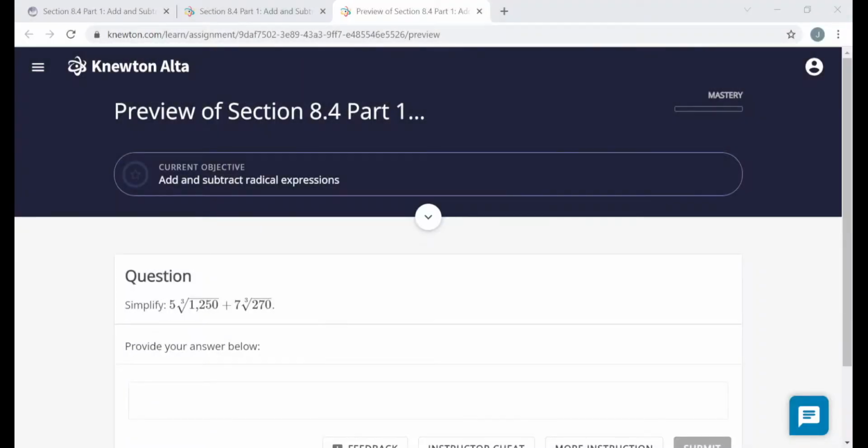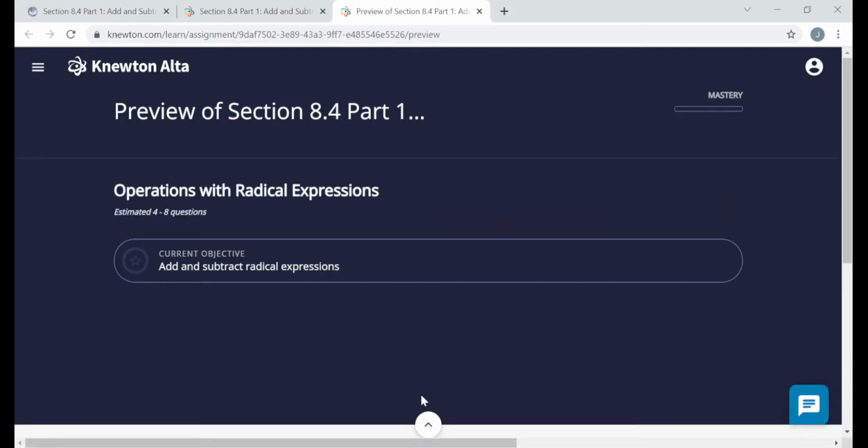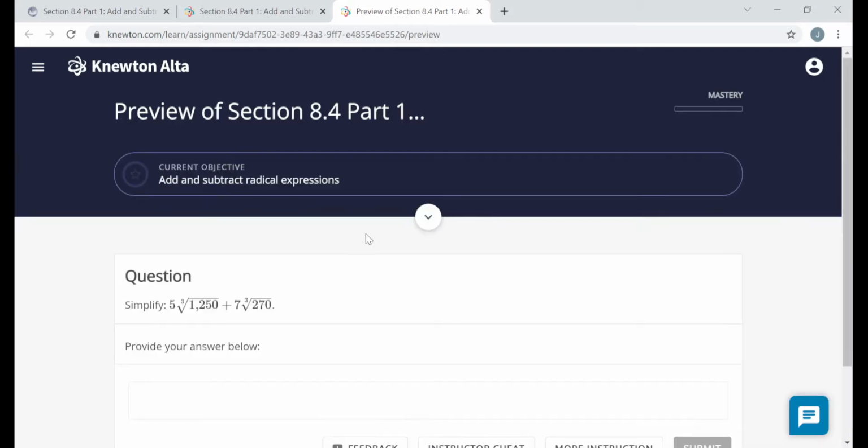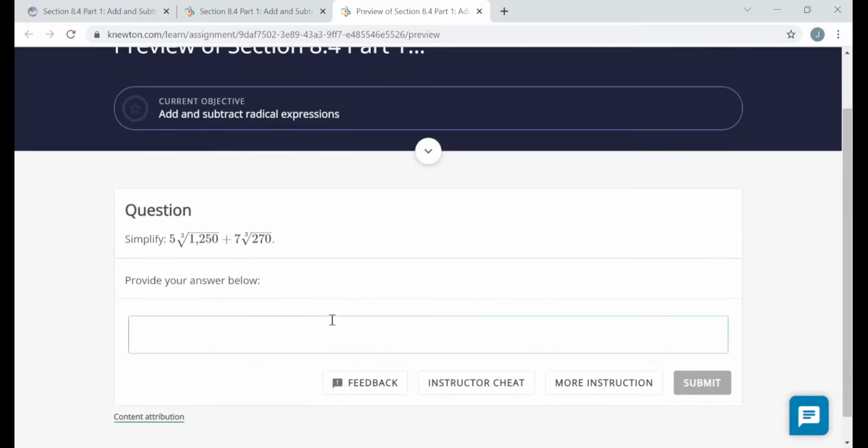So here's the assignment page. At the top, you won't be seeing the word preview of. You'll just see the title of the assignment, the mastery bar telling you how far along you've gotten, and the objectives, which it looks like there's only one objective here in this section 8.4 part 1 assignment. It's add and subtract radical expressions. And then you have your questions, and below every question there should be a feedback button where you can send Knewton some feedback if you wish.